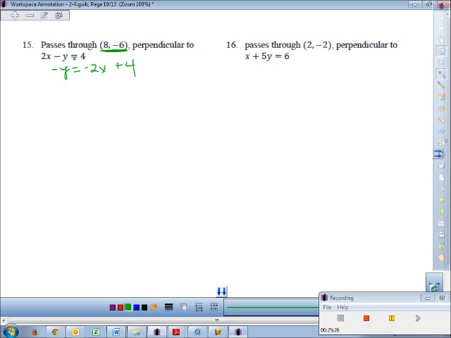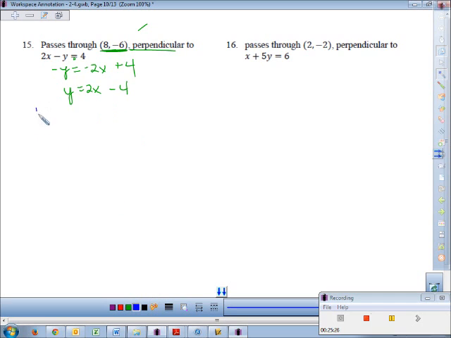Now to get y all by itself, don't you just take everything times negative 1? So y equals 2x minus 4. You're cool with that. So the slope of that line is 2. We keeping it? Or we changing it? Perpendicular. So we'd use the slope of what? Negative 1/2. Let's do this problem.